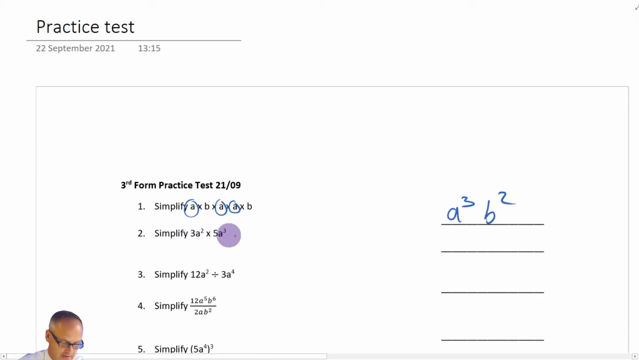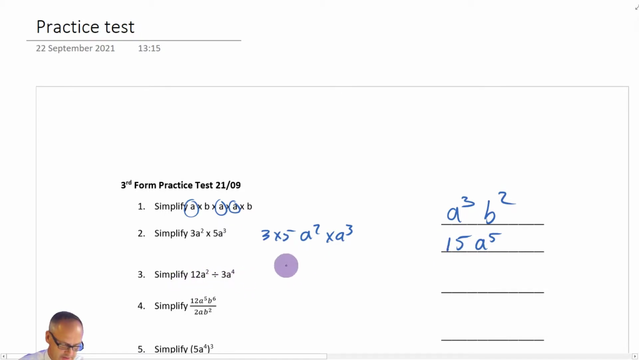When we're simplifying this, we group the numbers. So we get 3 times 5, and we get a squared times a cubed. With this, we add the indices. So you get a to the 5, and the 3 times 5 is 15. So you get 15a to the 5.